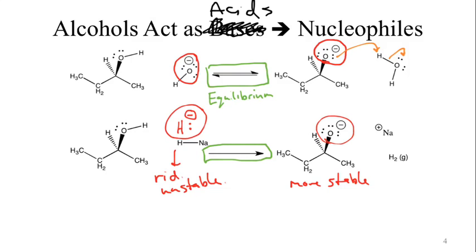We only go towards our products. We don't get an equilibrium reaction. We favor just those products. So we can now make our nucleophile. That's something we would want to consider when running a reaction.